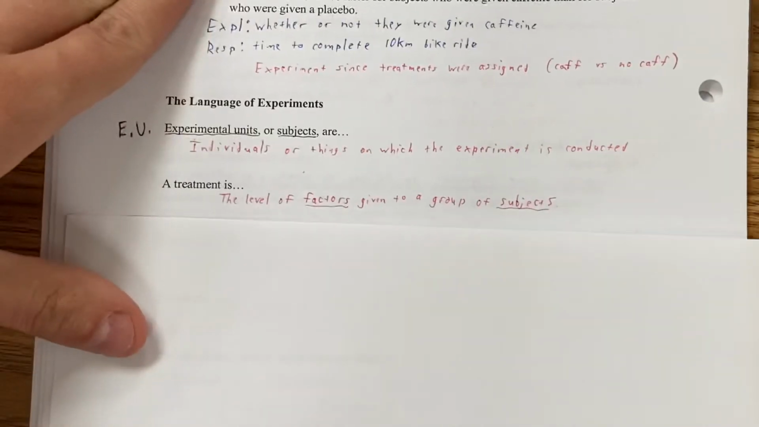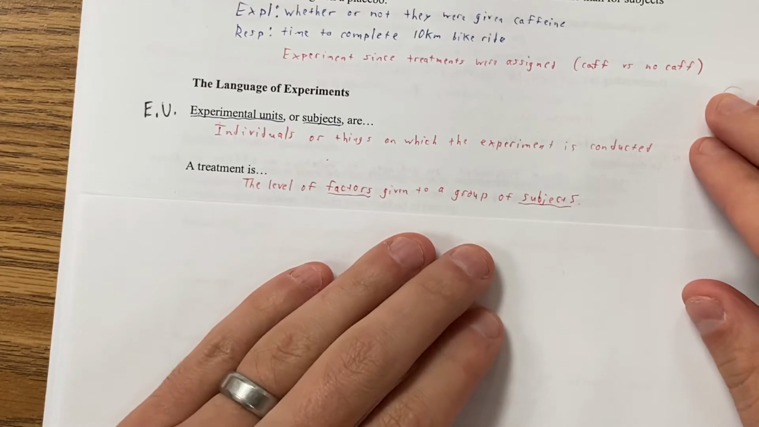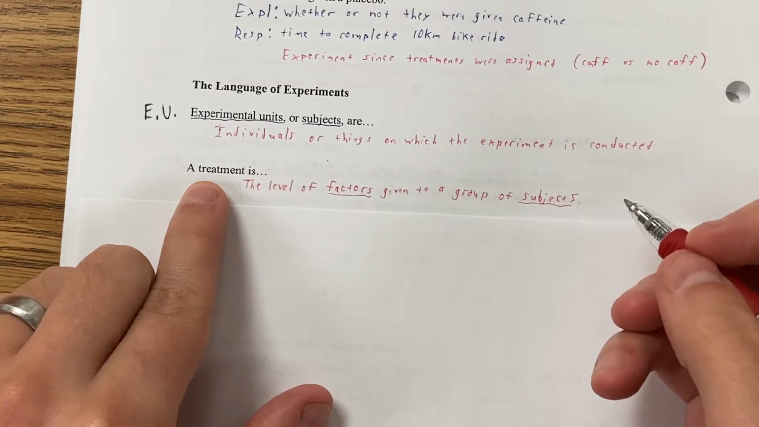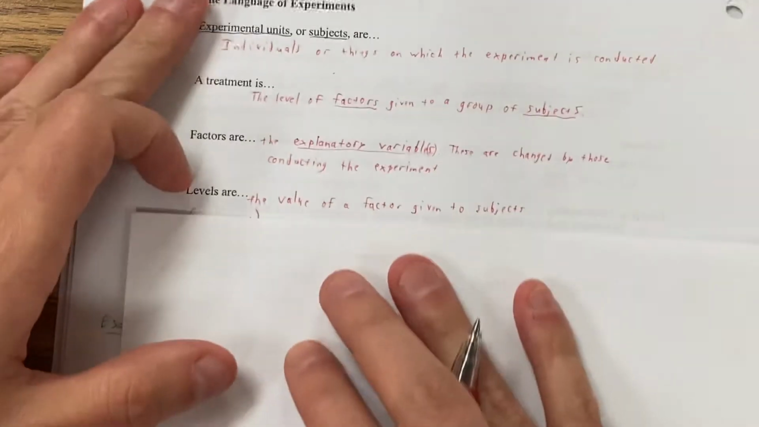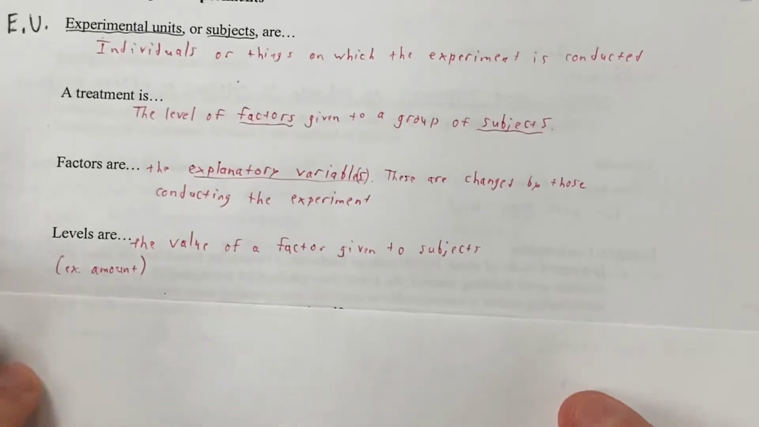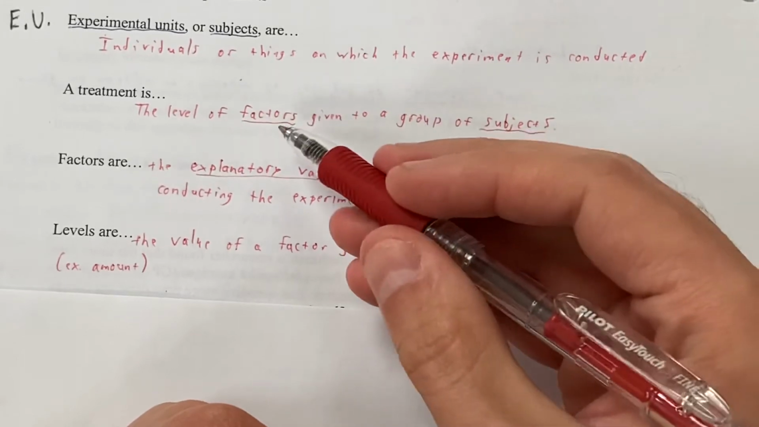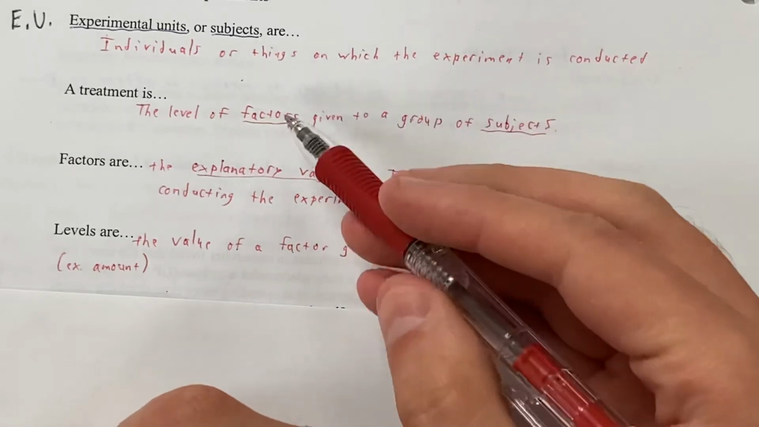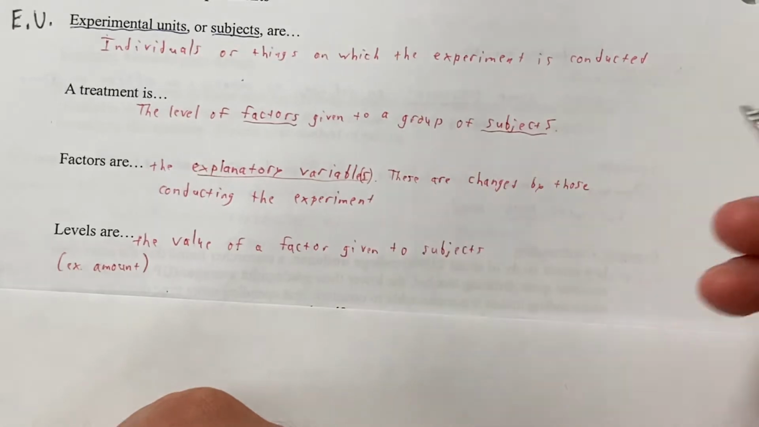Okay. A treatment, the level of factors given to a group of subjects. There are different levels, as you'll see, and there's multiple treatments you'll see through examples. I'll just put them all in here and tell you how they all connect to each other. So treatment is the level of factors. That includes 0. You could have a 0 factor. So if you're doing nothing to something, that is still a treatment. It's the factors given to the group of subjects, where factors are the explanatory variable or variables.